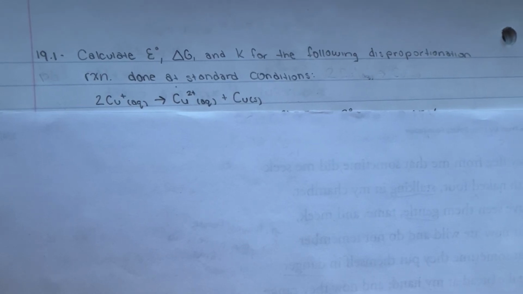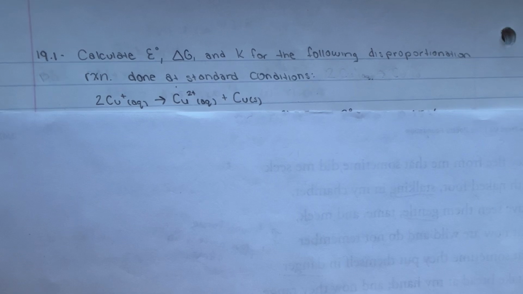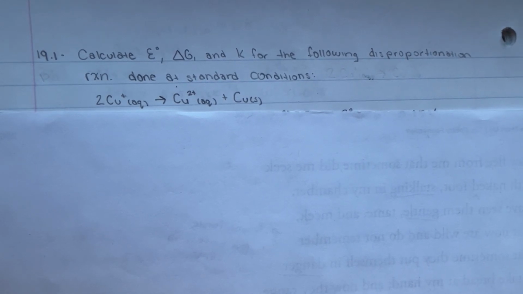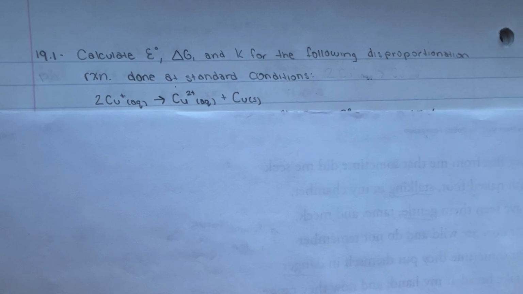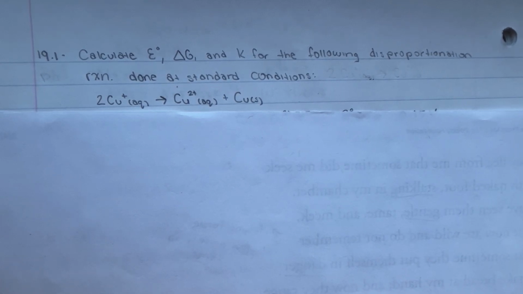My name is Bella, and I'm going to be going over question 19.1 from the Electrochemistry additional problems. This question states, calculate E naught, delta G, and K for the following disproportionation reaction done at standard conditions. 2 Cu+ yields Cu2+ + Cu.